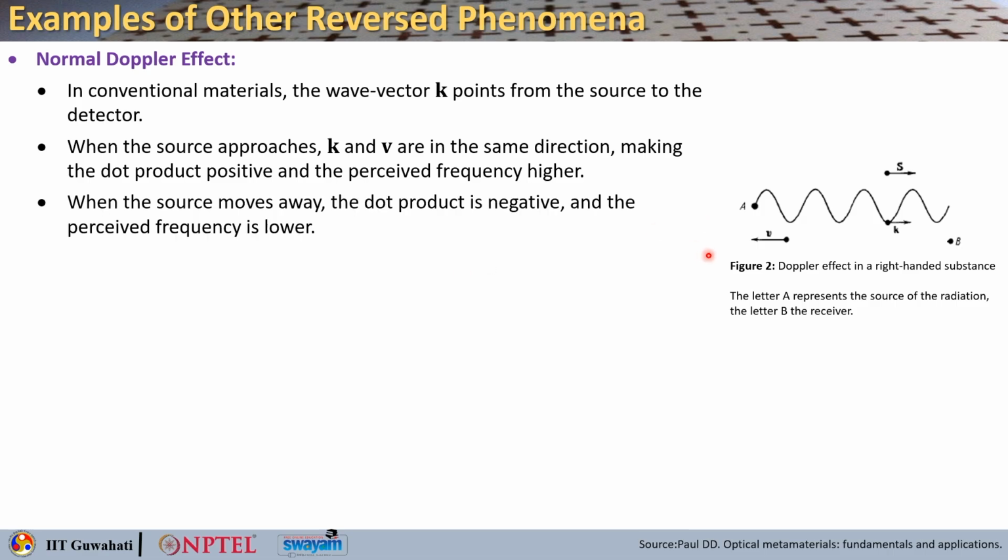In the other case, when the source is moving away from the detector, v is in the opposite direction, so the dot product k·v becomes negative, and that is why the perceived frequency is lower than the original or true frequency.